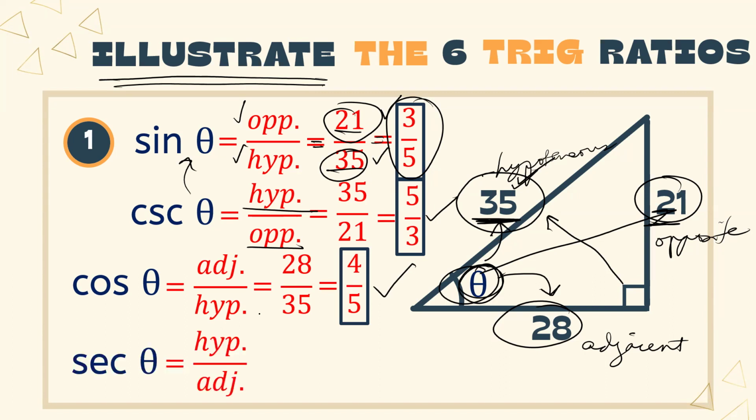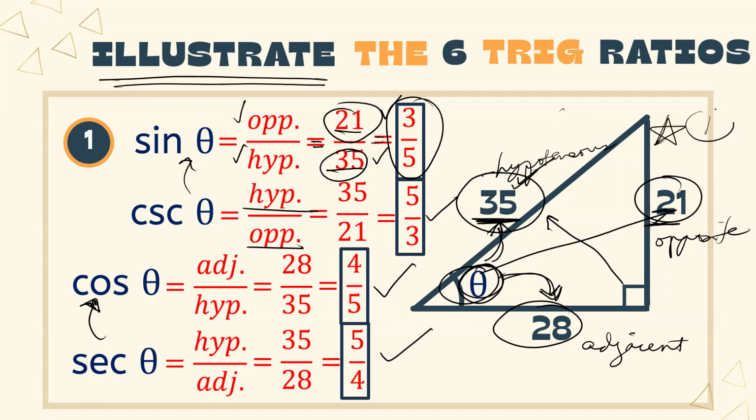Then secant. Secant is hypotenuse over adjacent, which is the inverse of your cosine function. Hypotenuse is 35, then adjacent is 28. So that would be 5 over 4. Very easy, right? For as long as, number 1, you're able to label your triangles, that's step 1. Number 2, you decide which specific trigonometric ratio you need to solve. And then you use your formulas and simplify to the lowest term. Then you have your answers correctly.